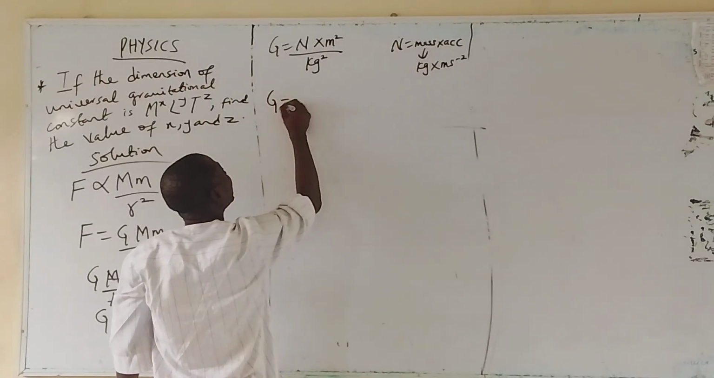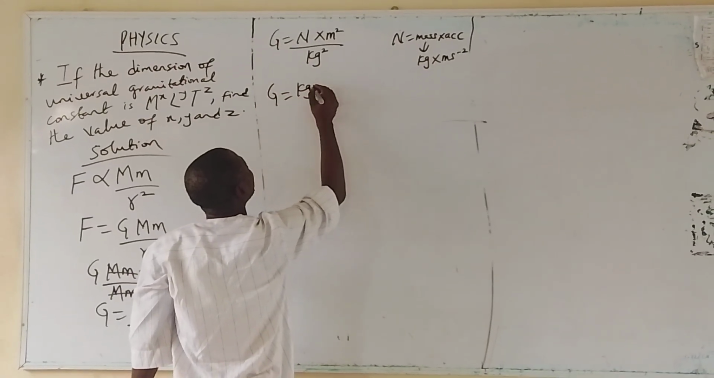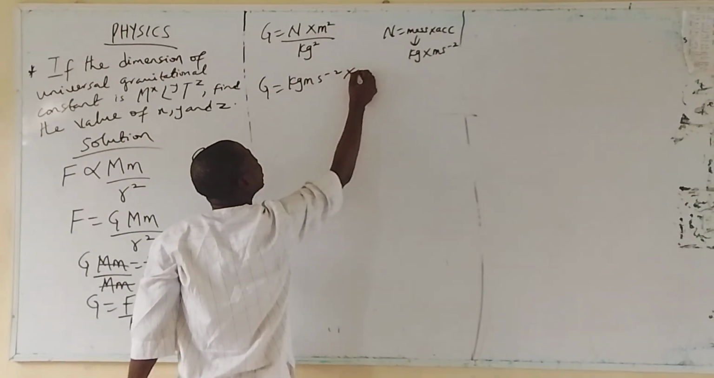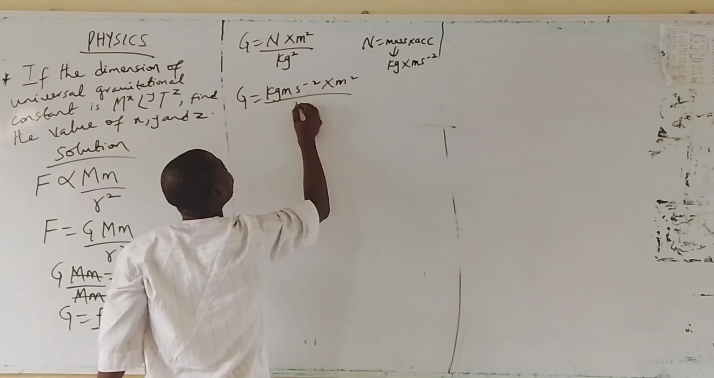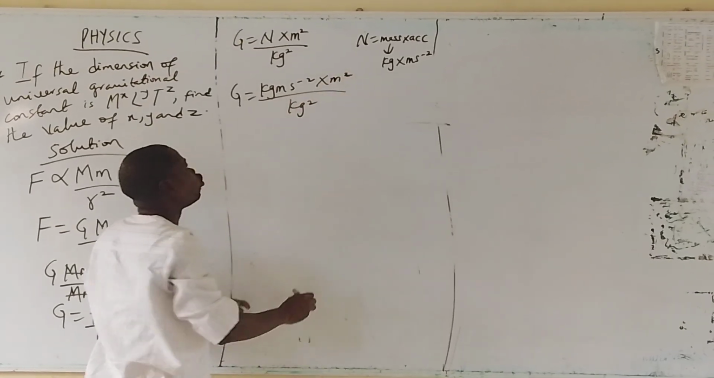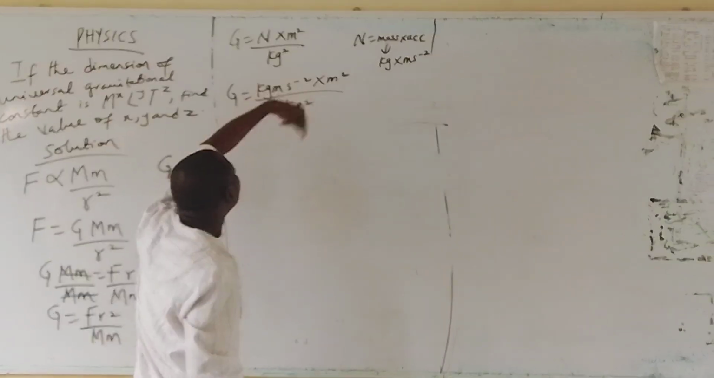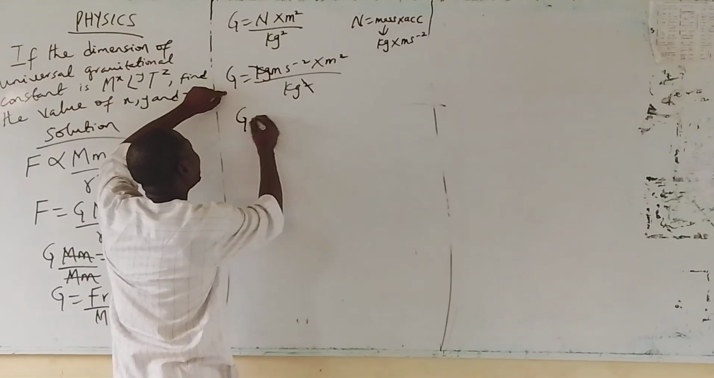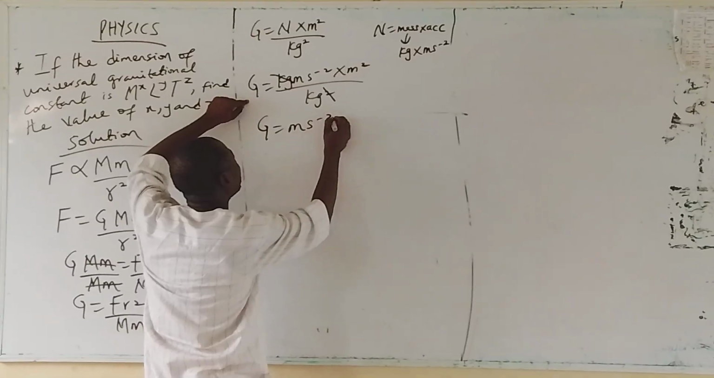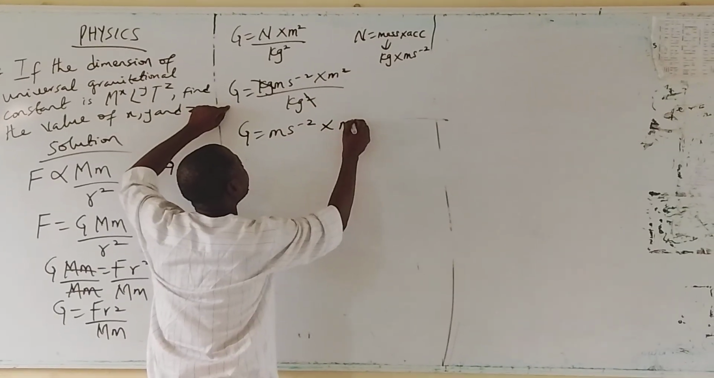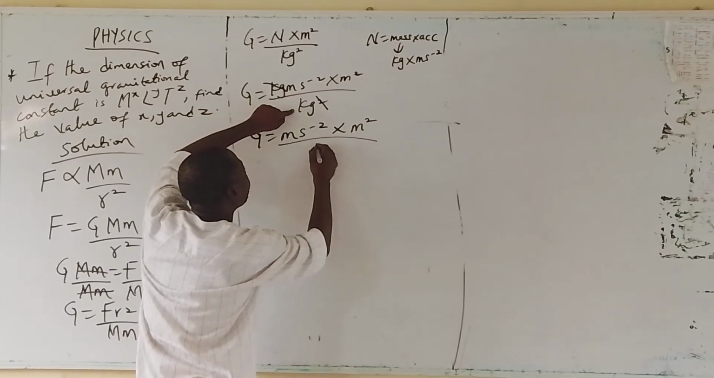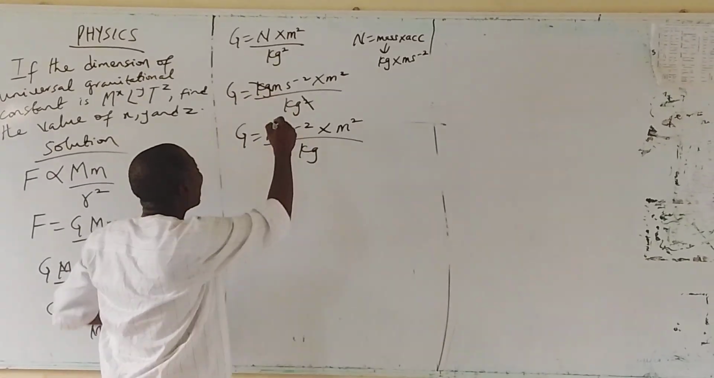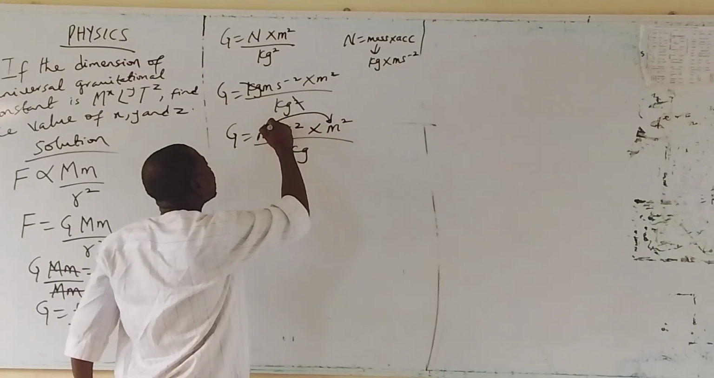So G is equal to kilogram, then meter per second squared, combined with the existing meter squared, all over kilogram squared. What am I going to do? I'm going to analyze this using indices. So this kilogram cancels out one of the kilograms. So G is equal to meters, seconds to the minus 2, times meter squared, everything over kilogram, just like that. The next line of action is to connect them using indices.